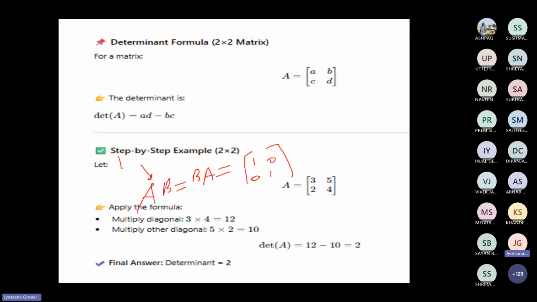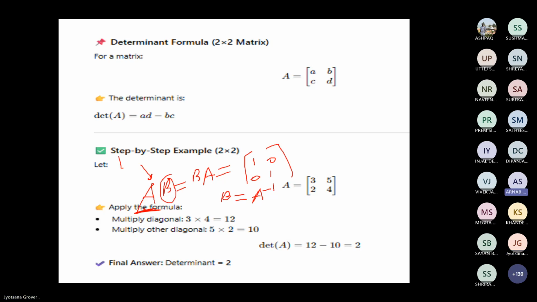So if A is invertible, that means if its determinant is not 0, then only this B matrix will exist. And B is called the inverse of A. So B is basically A inverse. Ma'am, what would it mean if the determinant value is negative? Negative, positive, whatever it is, it should be non-zero if you want the matrix to be invertible.